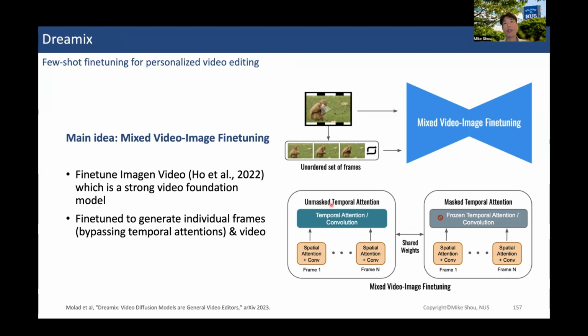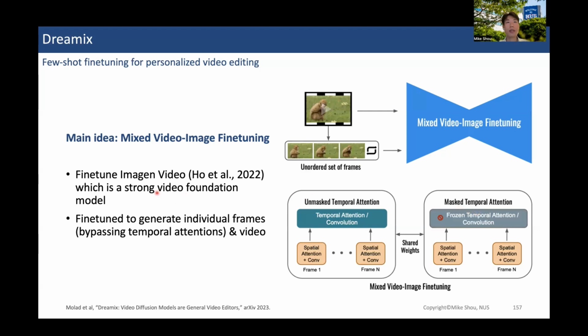When the input is a video, we need to change the temporal attention layer and convolutional layer. But if the input is just an ordered set of frames, then you process each frame individually. So they basically freeze the temporal attention layer and do so-called masked temporal attention. But anyway, the idea is that you process each frame independently.